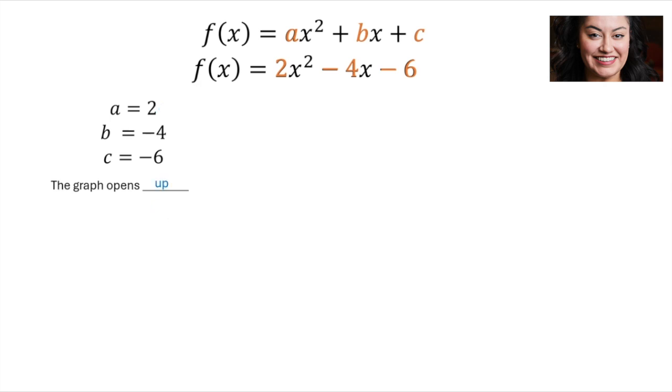We'll next look for our vertex using the vertex formula. We have a formula to find our x value, which is negative b divided by 2a. And once we find that x value, we'll plug it into our original formula to find our y value.